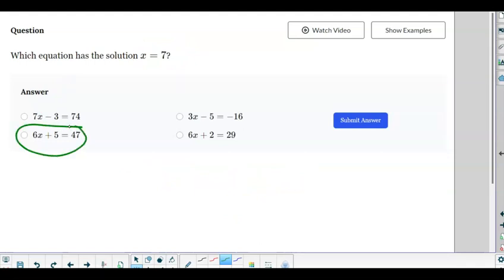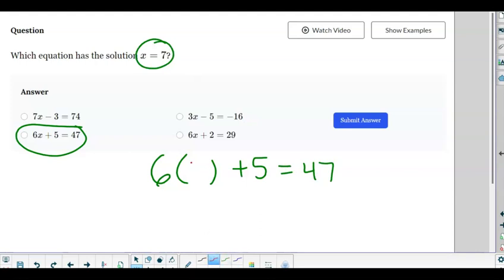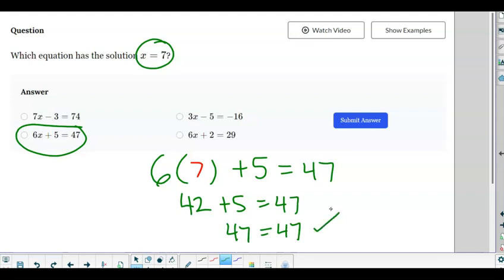If I were to use the substitution method for the second one, I would erase and replace the letter x with its substitute of 7. And then I would compute 42 plus 5, and then I would check, is 47 equal to 47? And it checks.